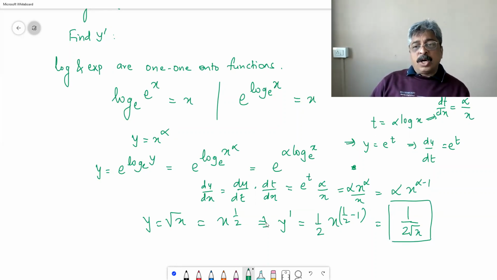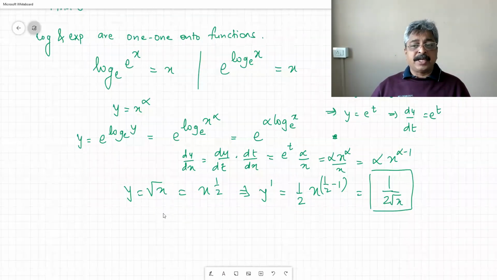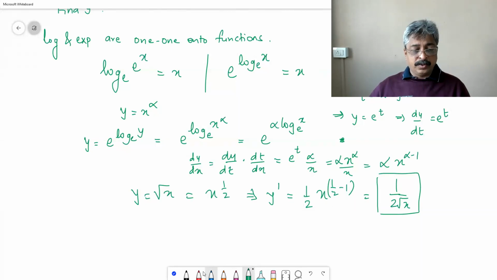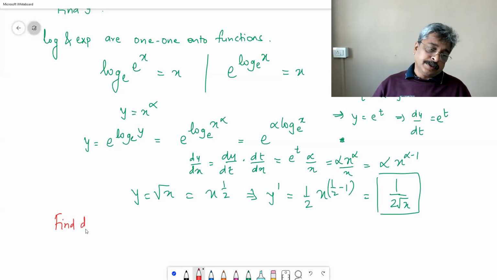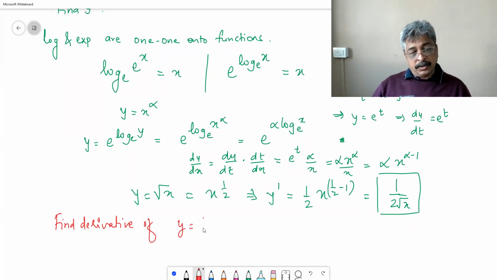Okay. So what we are trying to establish here is, using chain rule, you can get the derivatives of composite functions in a very straightforward way. Now find the derivative of y is equal to tan x raised to 3.